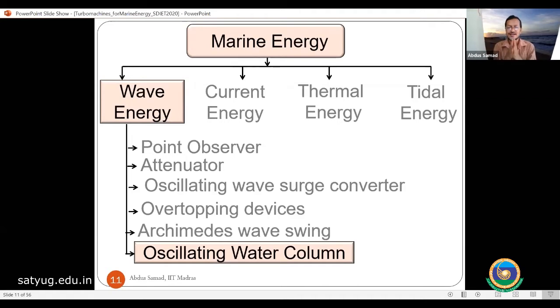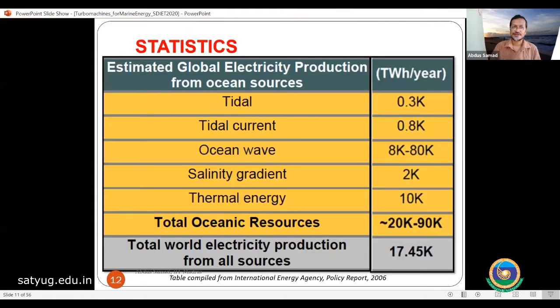Now in these slides, I will try to discuss only wave energy, because if I have to discuss all these things, it will be very haphazard. So let's focus on only one aspect, wave energy. In wave energy also, there are several concepts, I already told you, 1,500 and more. A few concepts are point absorber, attenuator, oscillating wave surge converter, overtopping device, Archimedes wave swing, oscillating water column. Among all these, I'll discuss oscillating water column. Okay, now clear. Among renewable energy, marine energy is one concept, and among marine energy, wave energy is one concept. Wave energy has many different designs, and among these designs, oscillating water column is one design.